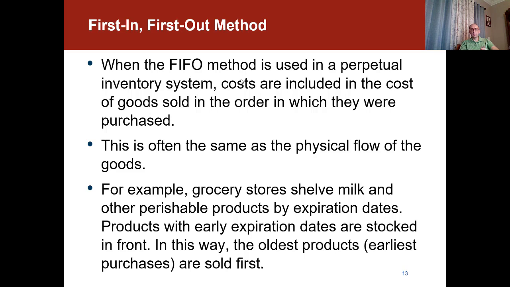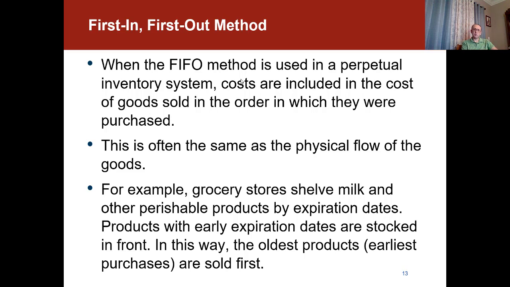So when the FIFO method is used in a perpetual inventory system, costs are included in the cost of goods sold in the order in which they are purchased. This is often the same as the physical flow of the goods. Because typically businesses would buy items and then they want to sell the items that they purchased first. They don't want to keep their older items in their warehouse because typically they would go bad or expire. So in most scenarios, businesses would like to sell the older items first before selling the newer items.